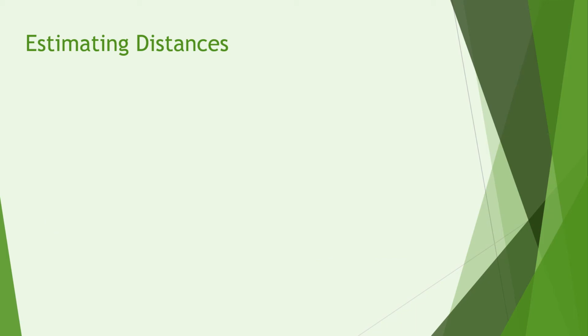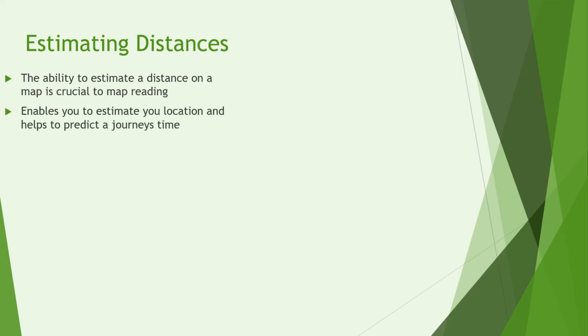So moving on, we're now going to look at estimating distances. Estimating distances is the ability to estimate a distance on a map. It is crucial to any map reading, as it allows you to estimate your location and helps you predict a journey's time. It can be done in 3 different ways, which I will cover in this video.